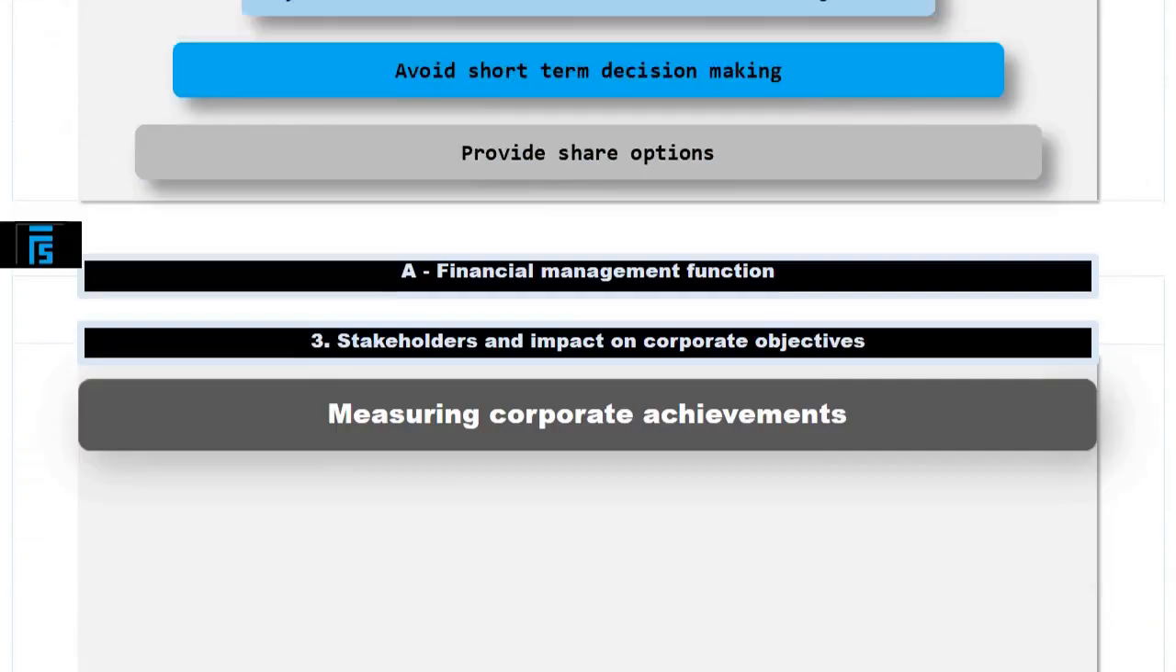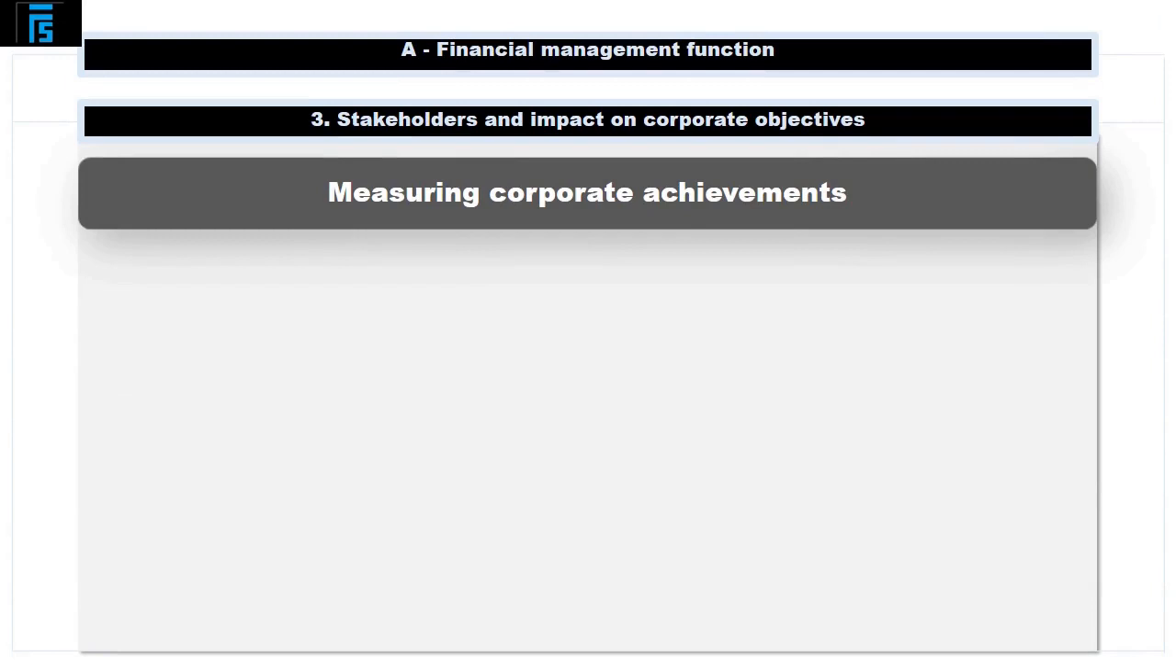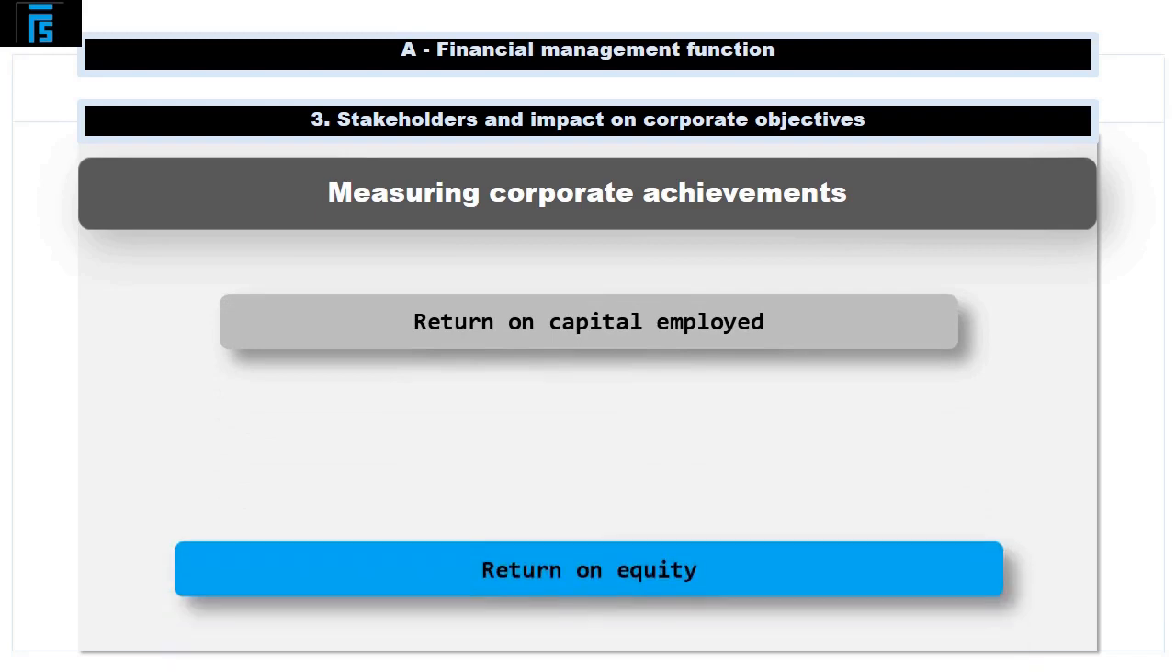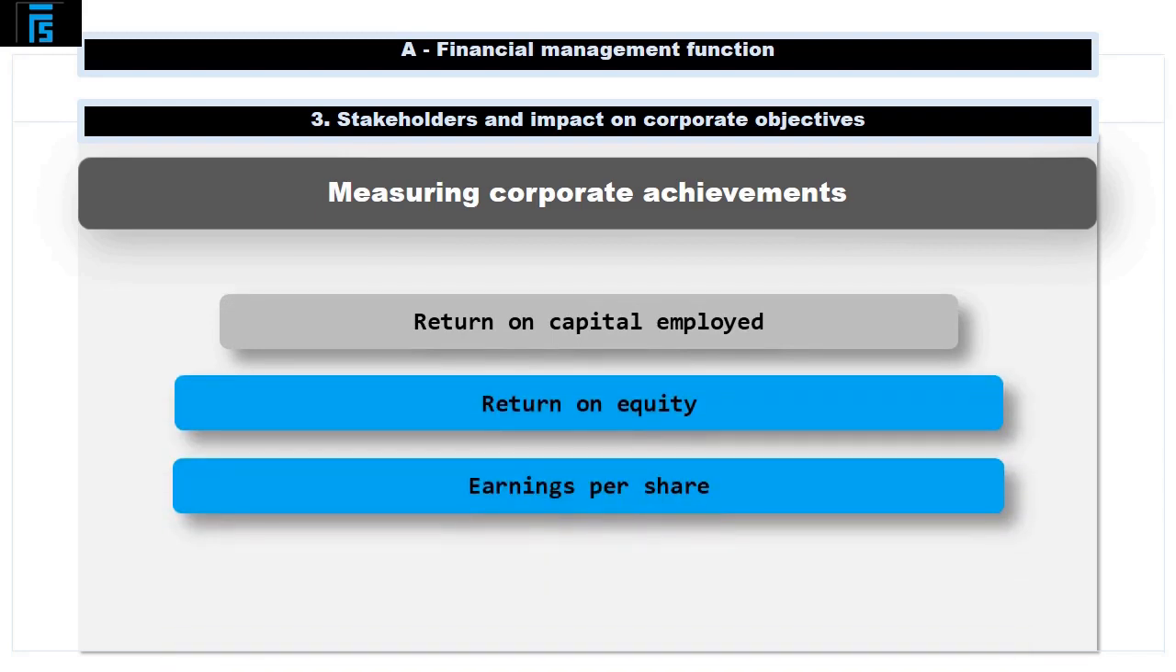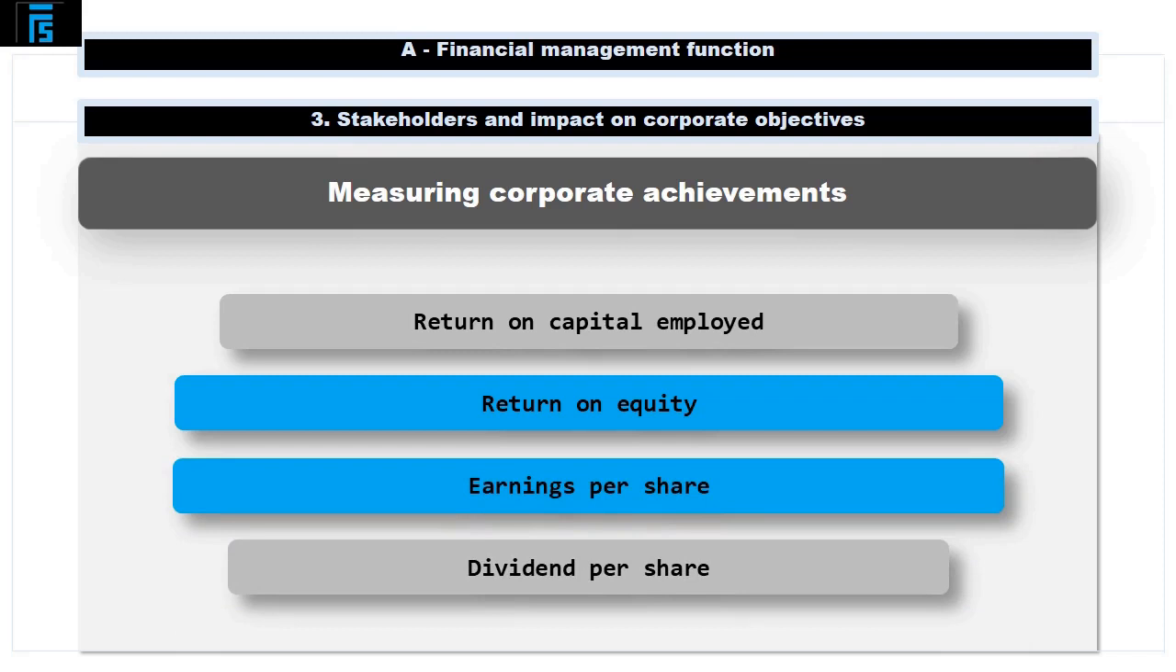Measuring corporate achievements. The main objective of most organisations, as I've said, is to maximise shareholders' wealth. The directors need to put a plan in place and targets to chart the progress of the organisation. But how can they measure their progress? Progress and achievements are measured by looking at the following ratios: return on capital employed, return on equity, earnings per share, dividends per share. You should already be familiar with some of these ratios. Please refer back to F3 ratios if you want a quick refresher.